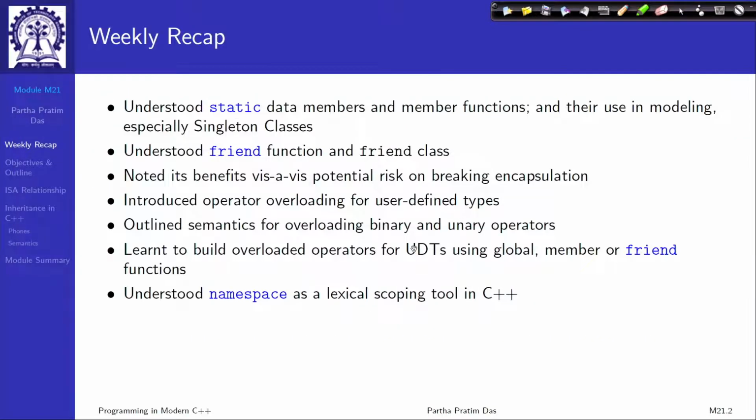In the last week, we took a look at different features of classes and member functions across C++, across different varieties. We understood what is a friend function, what is a static function, and using the friend function particularly, we introduced operator overloading in depth in a user defined type, and we also discussed managing lexical scopes in C++ using namespace.